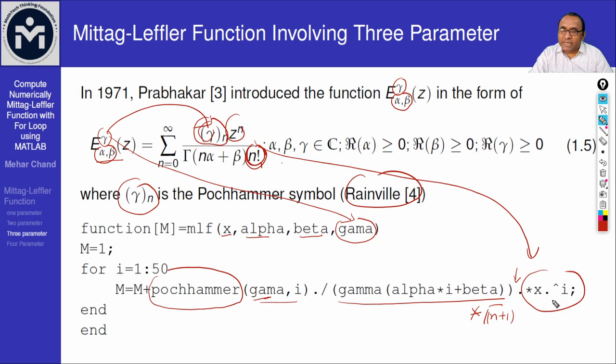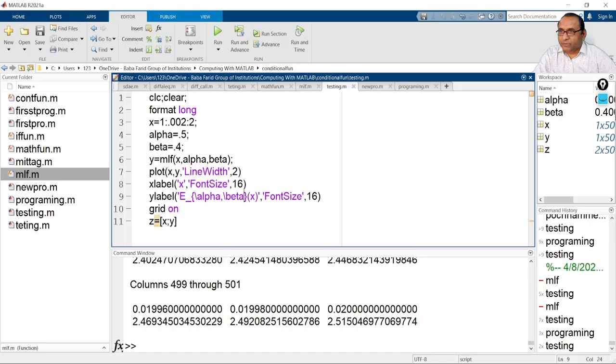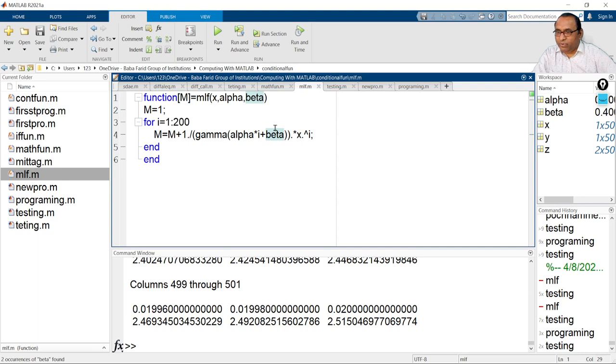Okay, so come to MATLAB, and we need to correct all these things, and after that we can proceed. So first we need to update our function. Here we have one more parameter, which is gamma. Make it correct. And at this place we have pochhammer, double m. The syntax in MATLAB is very sensitive, and you need to check very carefully. And gamma, then comma i.